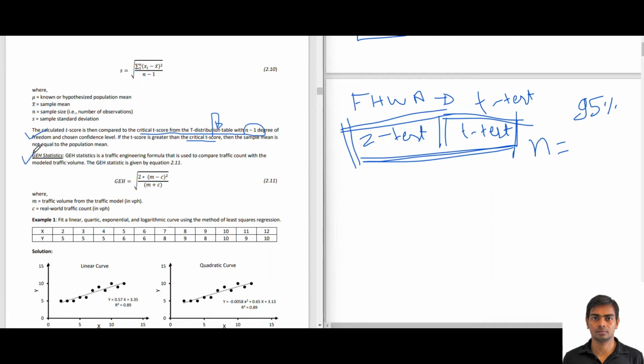Let's look at the last concept under this modeling, which is GEH statistics. GEH statistics is traffic engineering formula which is used to compare traffic count with model traffic count. GEH statistics is given by this equation where M is the traffic volume from the model and C is the real world traffic count, and this is how GEH statistics is calculated. So in simulation modeling results, we want the GEH statistics to lie between 0 to 5 for 85% or more of our data.